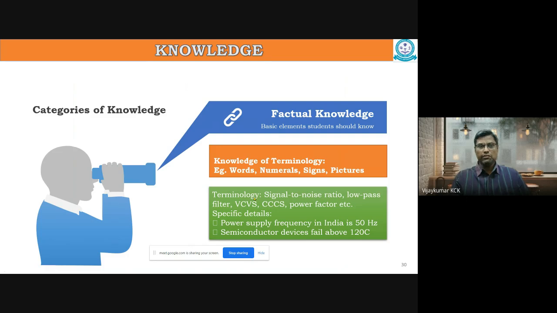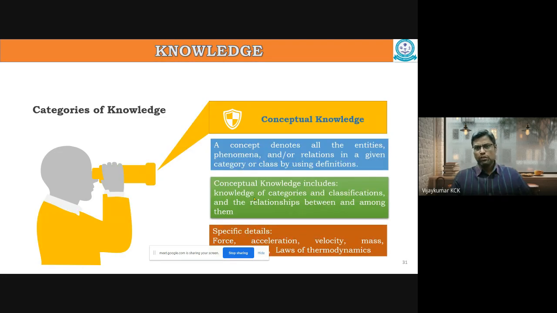So I just gave the gist of knowledge. Of course, this is not all being followed, even though it is one branch of the cognitive domain of assessing the learning outcome. First, factual knowledge, that is words, numerals, signs, pictures, etc. Next is conceptual knowledge. This is about various phenomena, entities, categories, for example, classifications or relationships between one and another.